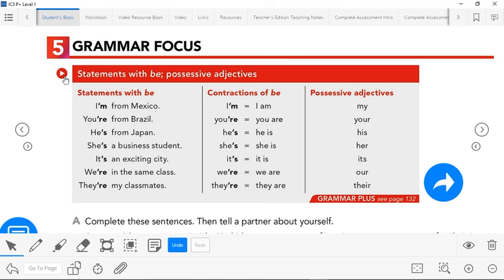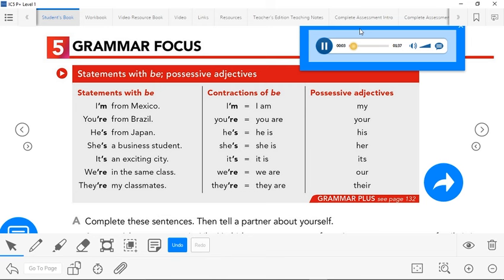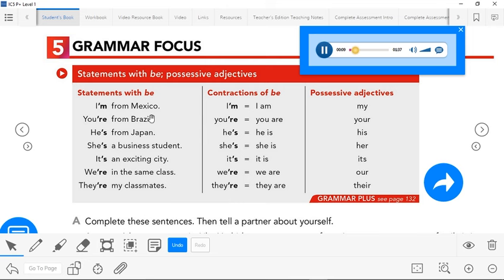Page 3, Exercise 5, Grammar Focus. Statements with be, possessive adjectives. Statements with be. I'm from Mexico. You're from Brazil. He's from Japan. She's a business student. It's an exciting city. We're in the same class. They're my classmates.